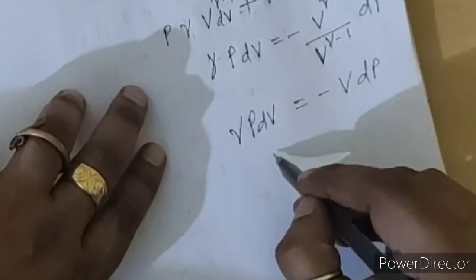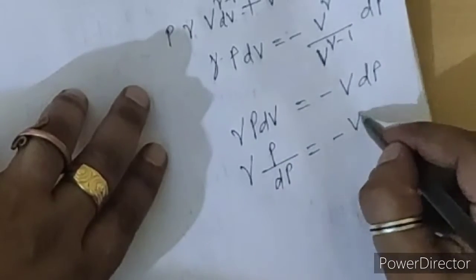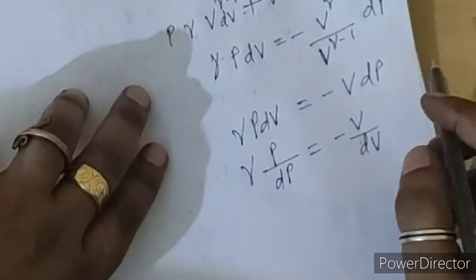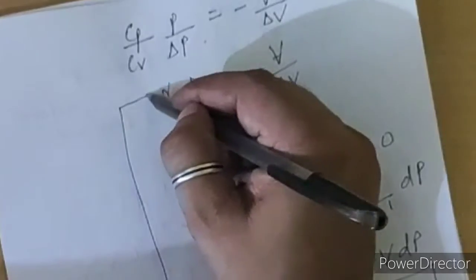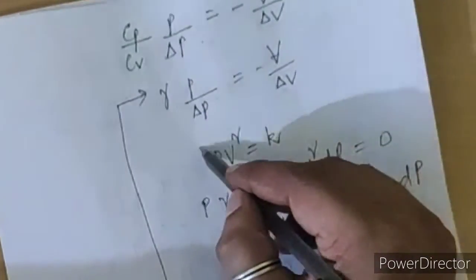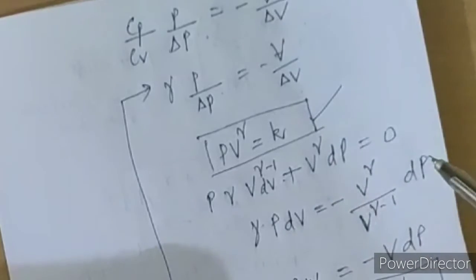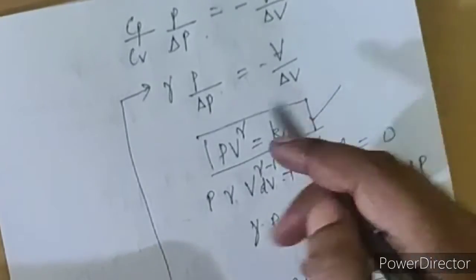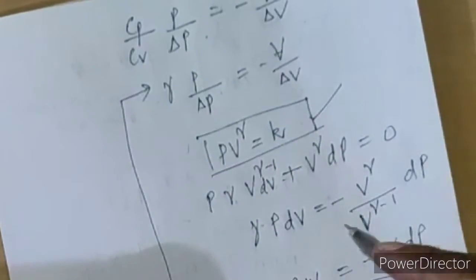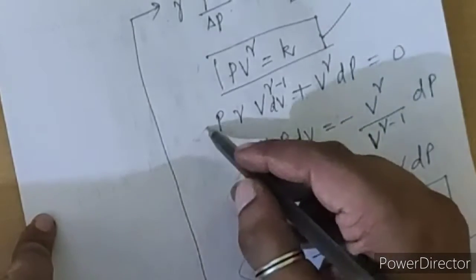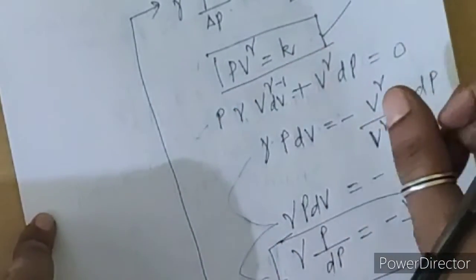So this will be P by dP is gamma times minus V by dV. So this is exactly the same as this. So we can conclude that PV to the power gamma is equal to constant for adiabatic expansion. So if you take the derivative, you reach this level. So from here you can either go back in steps like this, and then from here you can write PV raised to the power gamma is equal to constant.